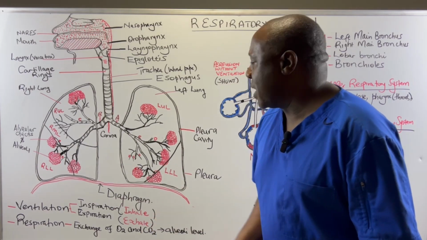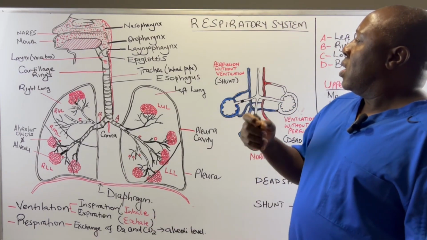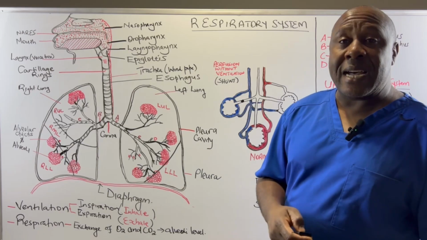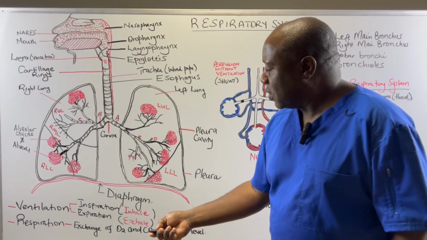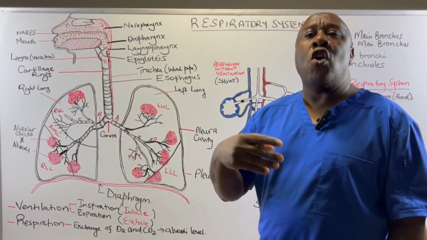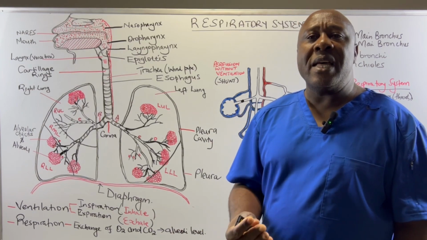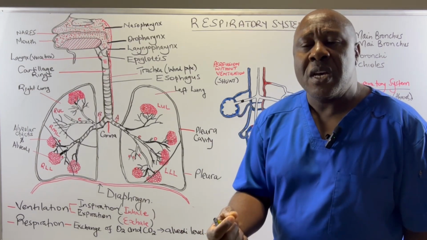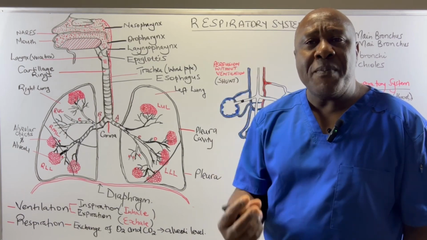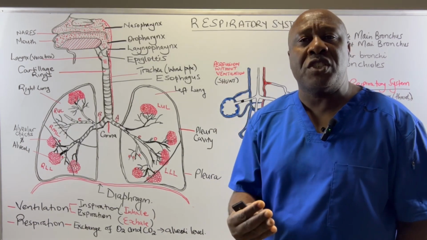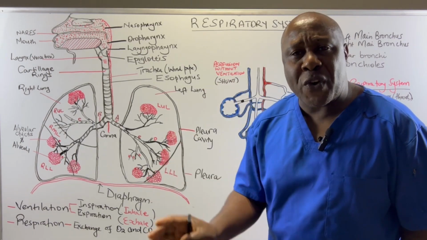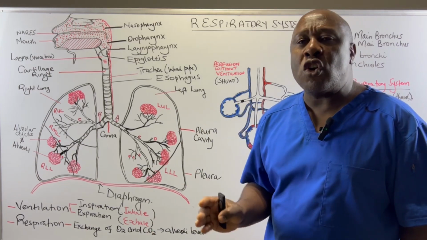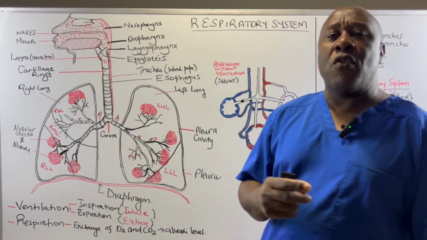and respiration. Now, what you have to understand is that respiration results in oxygenated blood. In other words, respiration results in red blood cells picking up oxygen and then transferring or moving this oxygen to the various parts of the body.